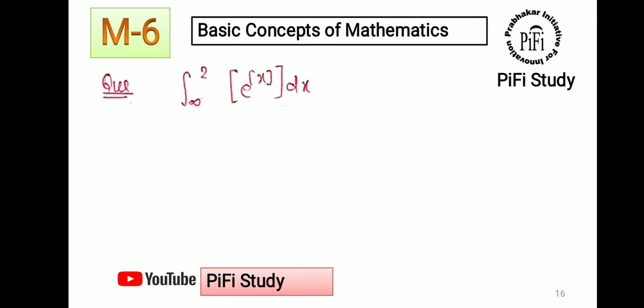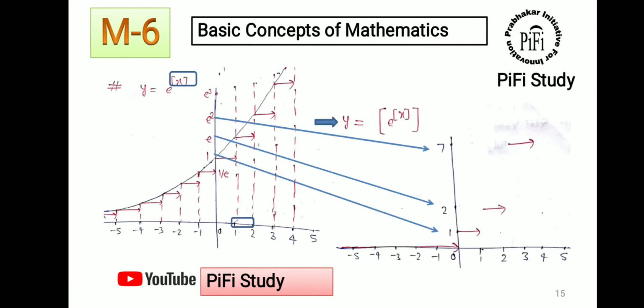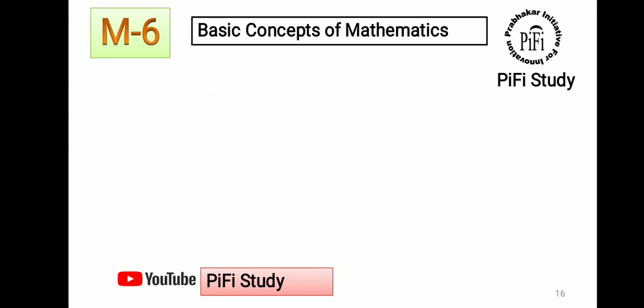if this type of question is given, 0 to infinity and this dx, so just see in the negative side of this plot y is equal to greatest integer e to the power greatest integer x, all values are coming to 0, because for any value which is less than 1 the greatest integer is 0, like greatest integer of 0.7 is 0, 0.1 is 0. So this plot will help you to solve this question.